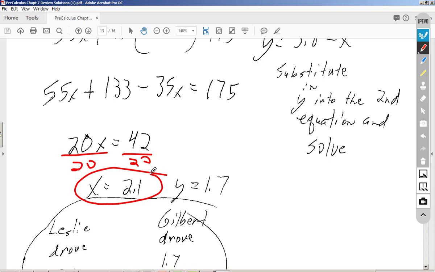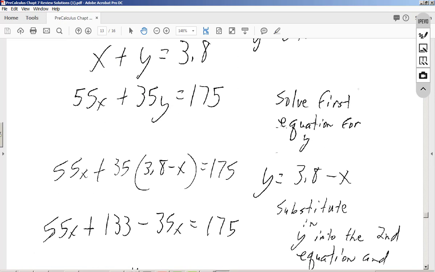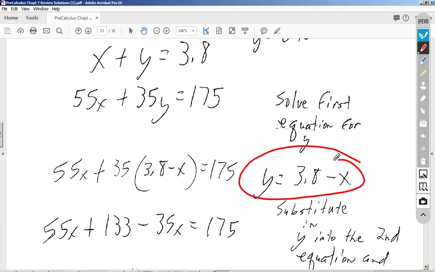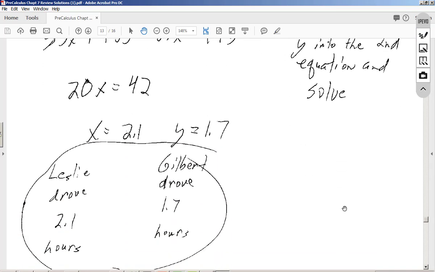So if x is 2.1, and I look at my original equation, x plus y equals 3.8, and when I solved it, I got y equals 3.8 minus x. I'm going to substitute in that 2.1 in place of my x to find my y value. Scrolling down here, I get 1.7. So notice Leslie drove 2.1 hours and Gilbert drove 1.7 hours. And the question is, for what length of time did Leslie drive? So that answer would be C, which is 2.1. So number 13, your answer is C.